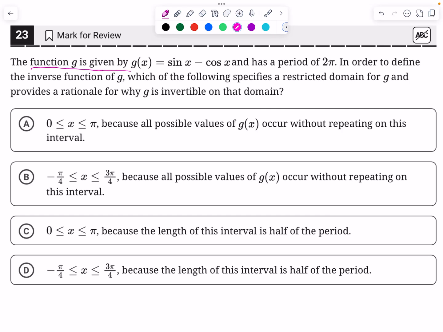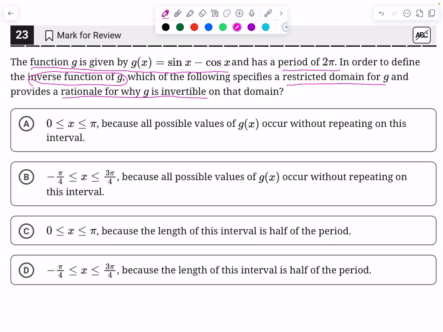Function g is given by g of x equals sine x minus cosine x and has a period of 2 pi. In order to define the inverse function of g, which of the following specifies a restricted domain for g and provides a rationale for why g is invertible on that domain?